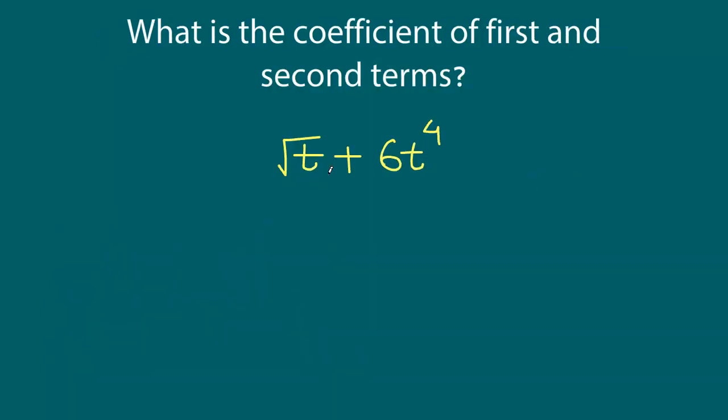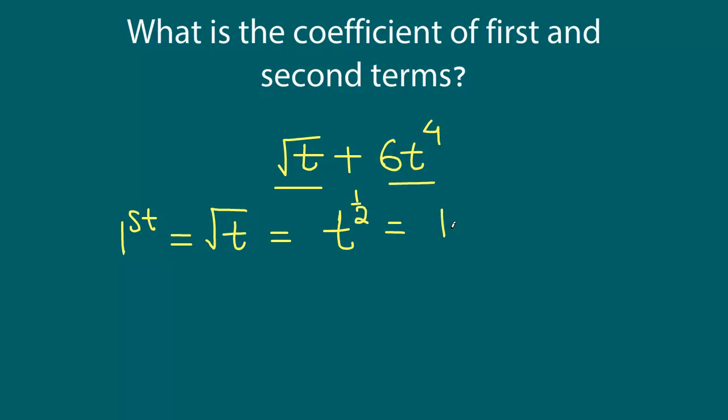Now, what are the coefficients of the first and the second term? This is our first term, and this is the second term. Let's write the first term. This is square root t, which we can write as t to the power 1 by 2. And we can write this as 1 times t to the power 1 by 2. Hence, 1 is the coefficient. For the second term, we can write this as 6 times t to the power 4.